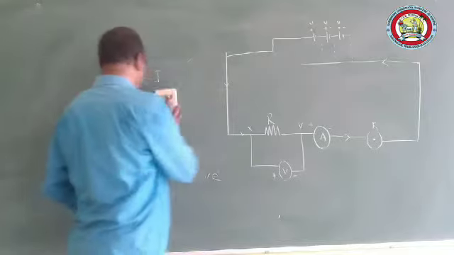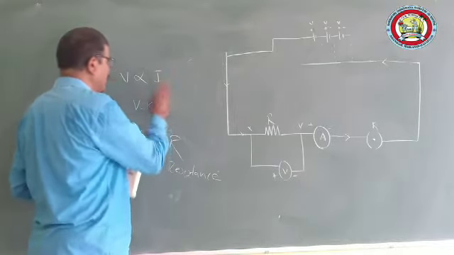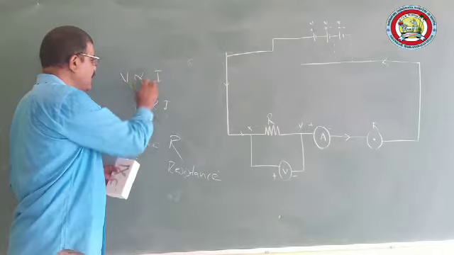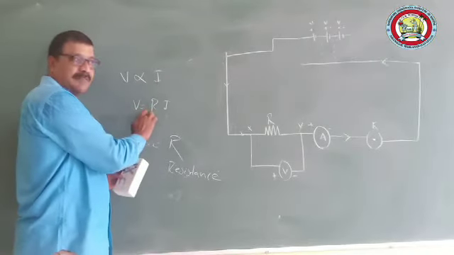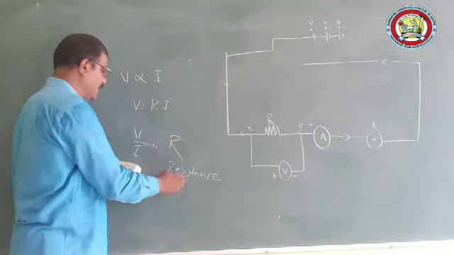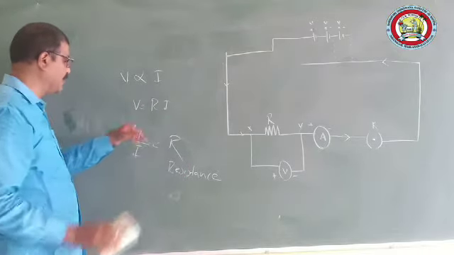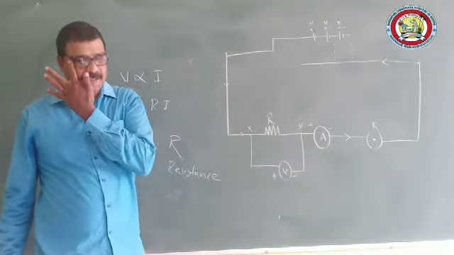Instead of putting IR, I will put it as RI. So instead of the proportionality sign, I have introduced an equals sign, and that proportionality constant is nothing but R. R is called the resistance. Or the other way around, I will put it as V by I is equal to R. Now I will explain what is meant by resistance.